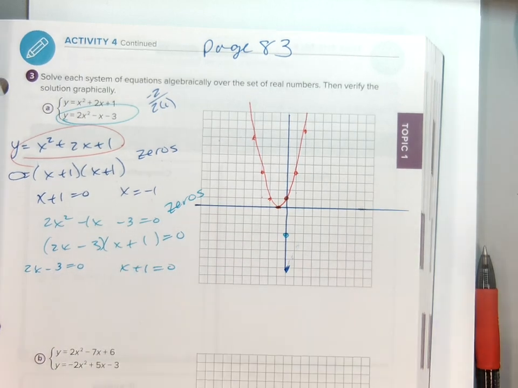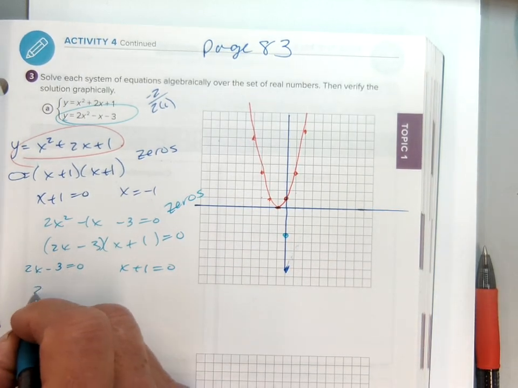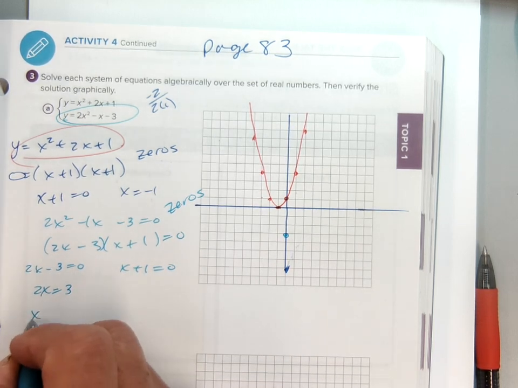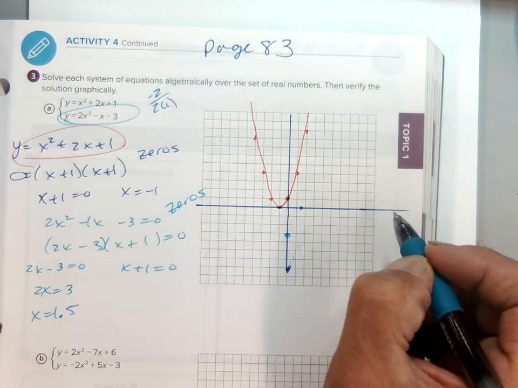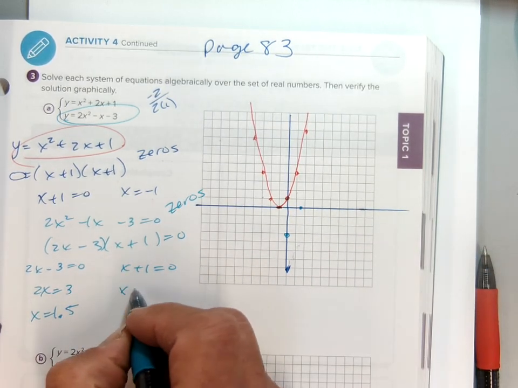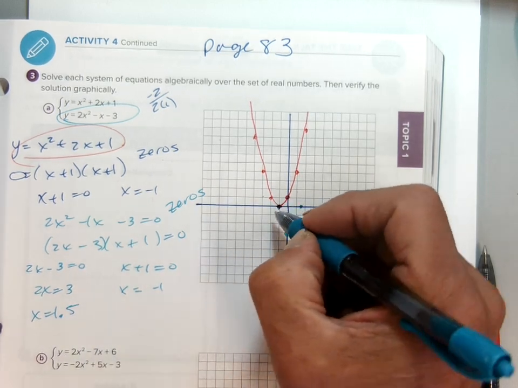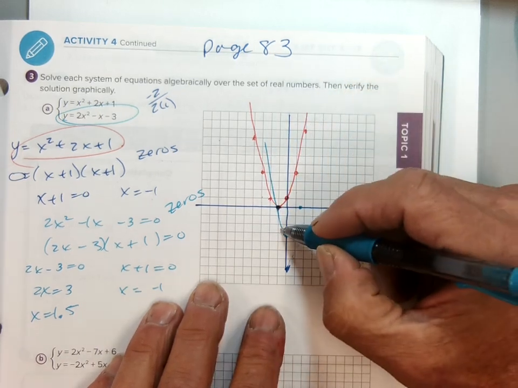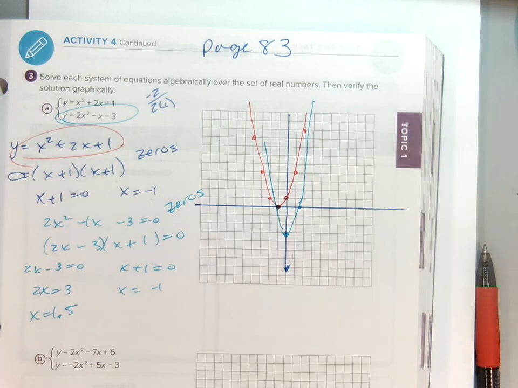Okay, now, that means if I solve this, I get 2x equals 3 because I add 3, divide by 2, x equals 1.5. About there. Okay? And then x equals negative 1. So I got a negative 1 right about there. Okay, so then if I graph this, it looks like it's about right there.